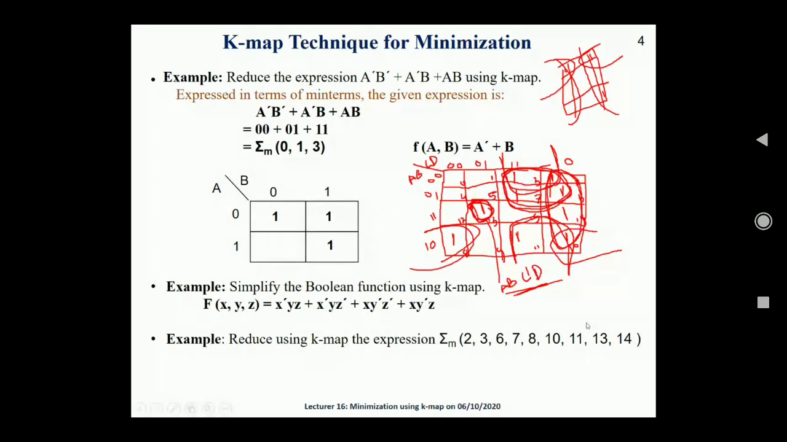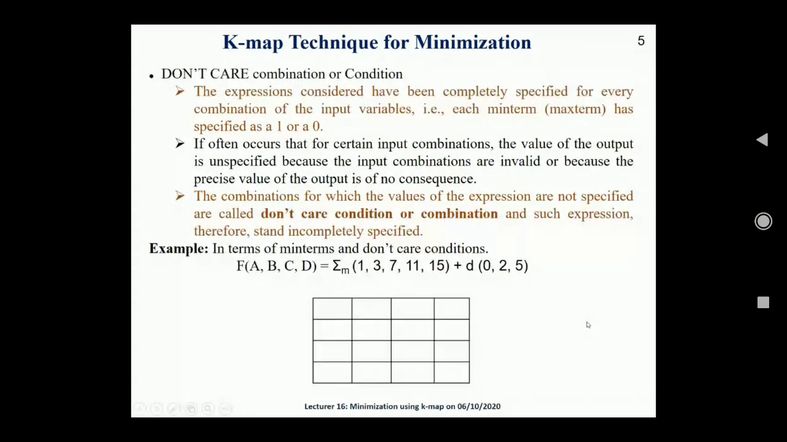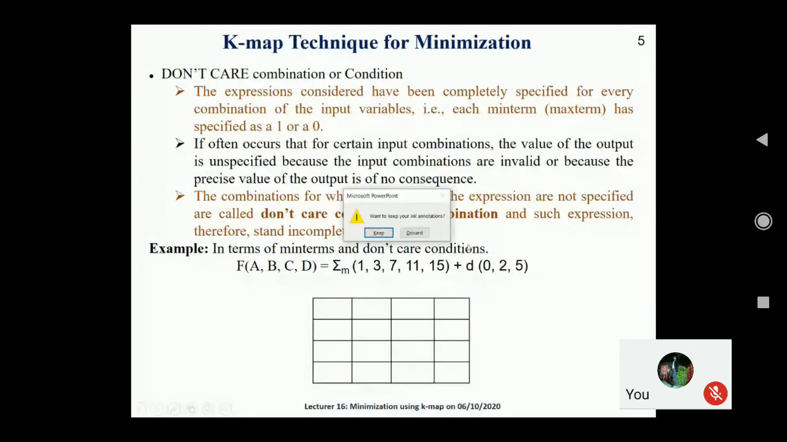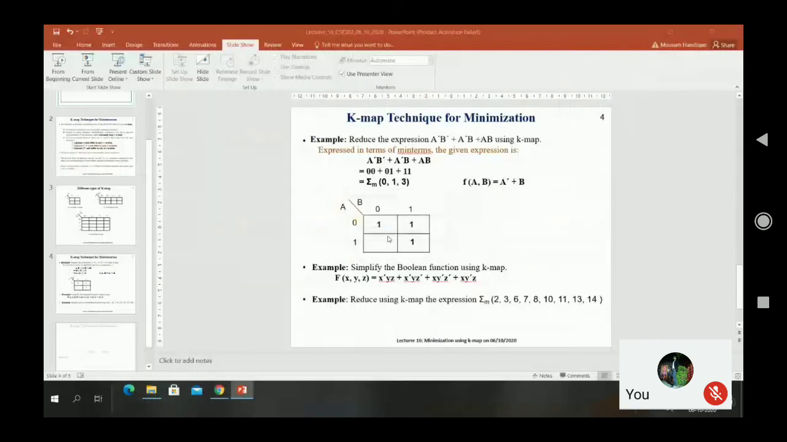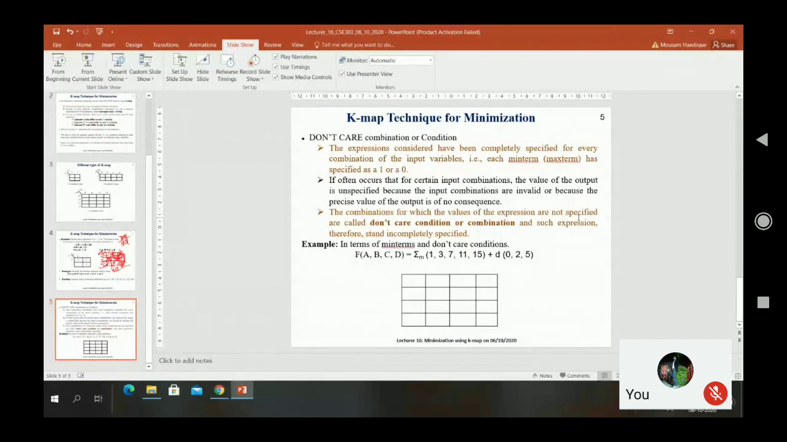So there are many examples, and tomorrow I will discuss the don't care and how we can use the KMF with the don't care. Okay. After that, we are going to another technique, that is called the Quine-McCluskey method. And when it is over, then we are going directly to the combinational circuit, how to design the combinational circuit.